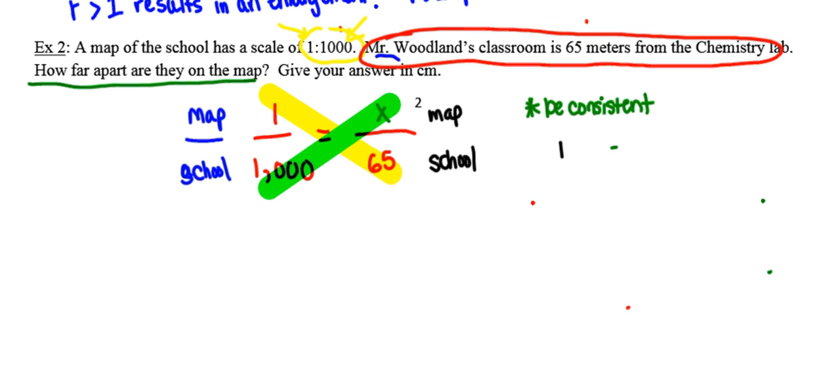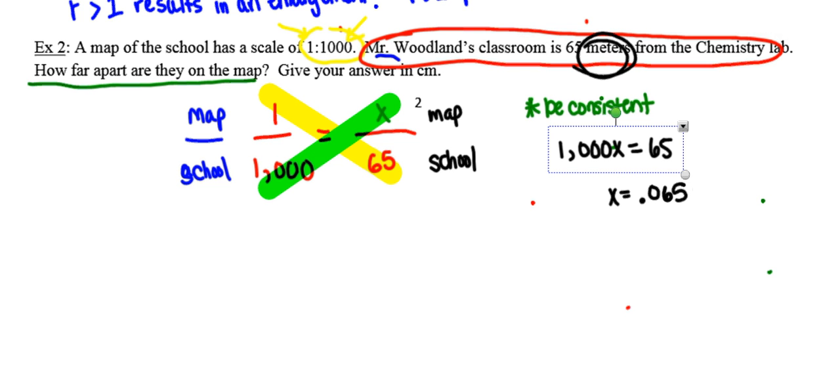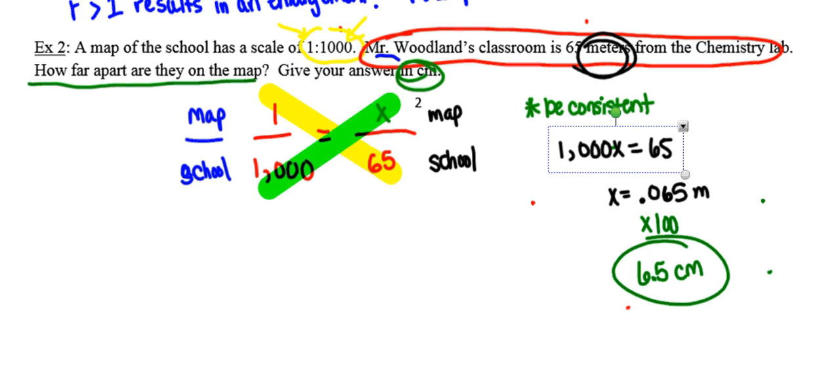So when I cross multiply going in one direction, I get 1000x. Cross multiply going in the other direction, I get 65. Divide both sides by 1000 and I get 0.065. However, this distance is given to us in meters, and we're being asked to find this distance in centimeters. Since there are 100 centimeters in each meter, I'm going to go ahead and multiply that answer by 100, and I end up with a distance on the map of 6.5 centimeters.